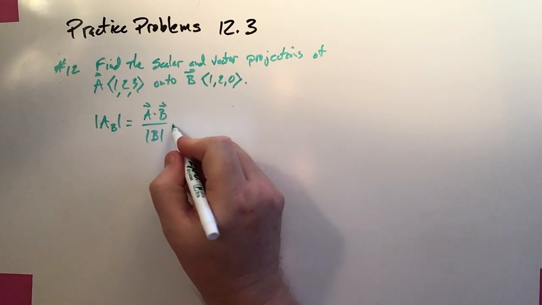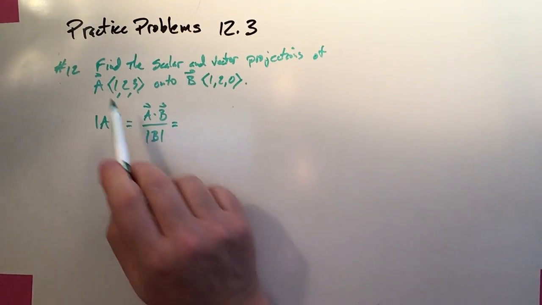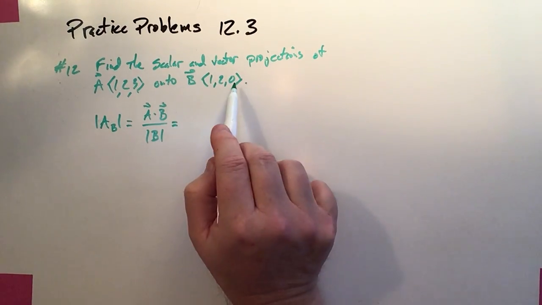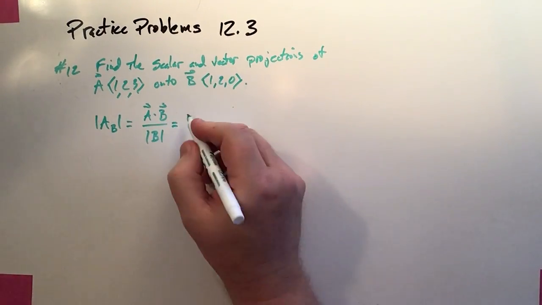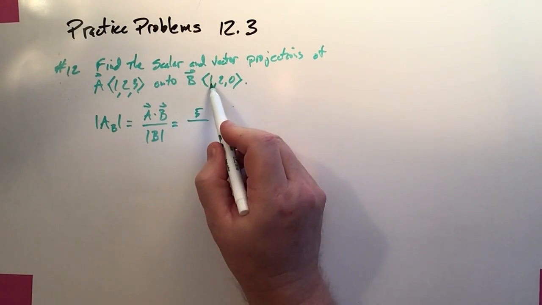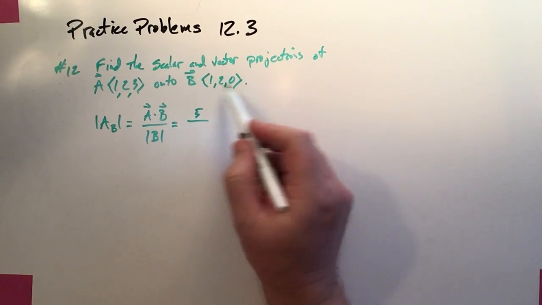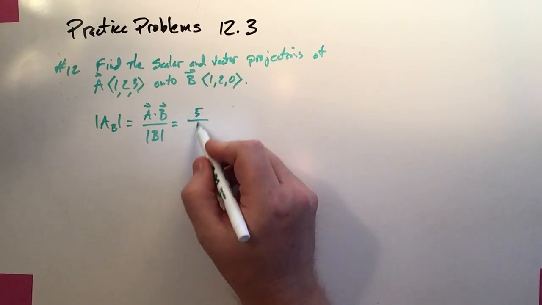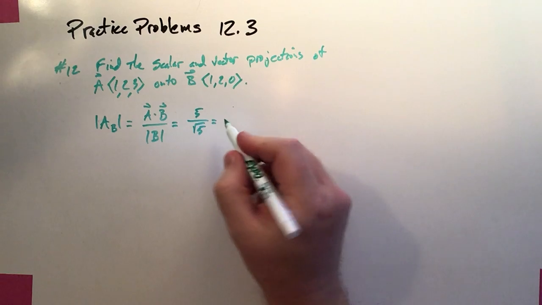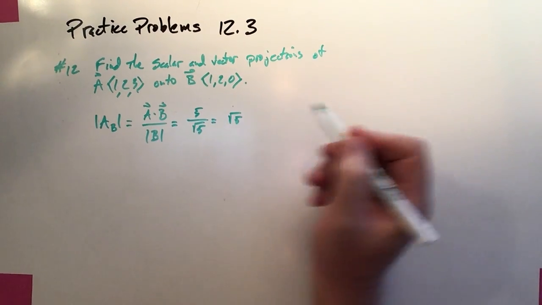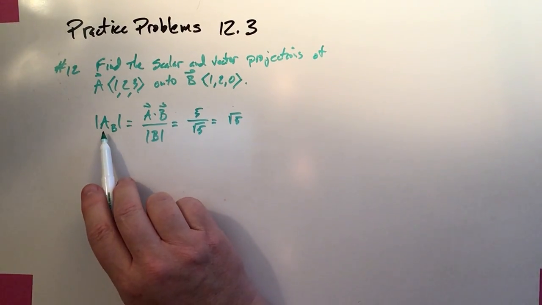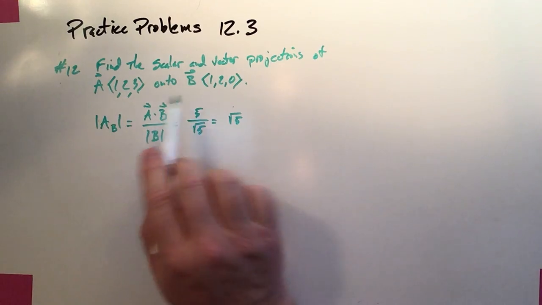Okay, so to do this, we just need in the numerator the dot product, and that's going to be 1 times 1, which is 1, plus 2 times 2, which is 4, and the third component's going to be 0, so it's 4 plus 1, or 5. The denominator will be the magnitude of B, which is the square root of 5, because it'll be 1 squared plus 2 squared, and that's 1 plus 4, which is 5. I can rationalize the denominator and just make it radical 5 by multiplying by radical 5 over radical 5. So square root of 5 is the magnitude of the vector projection of A onto B.